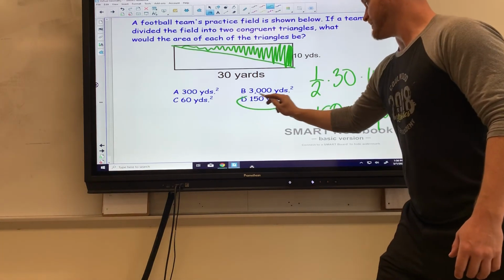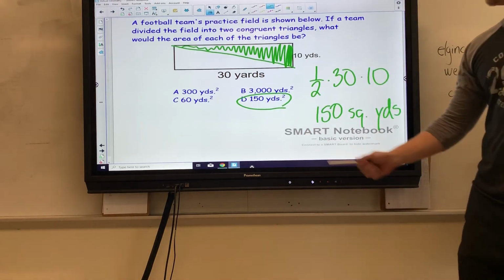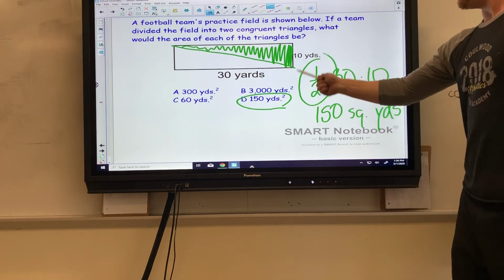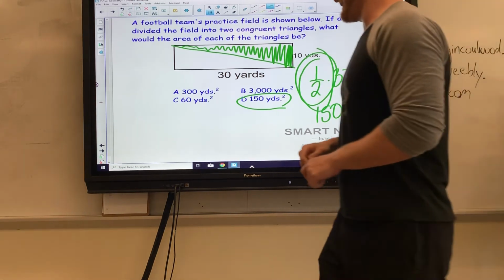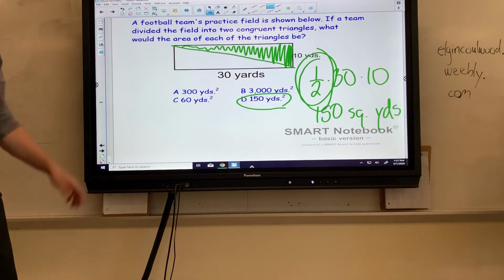150 yards squared. Notice that the 300 is here to try and trick you. If you didn't take half of it, you just did 30 times 10, you get 300. Since the triangle must include the half there to get the correct answer. From there, you should be good to go. Answer the questions. Please refer back to the videos if you have any questions.